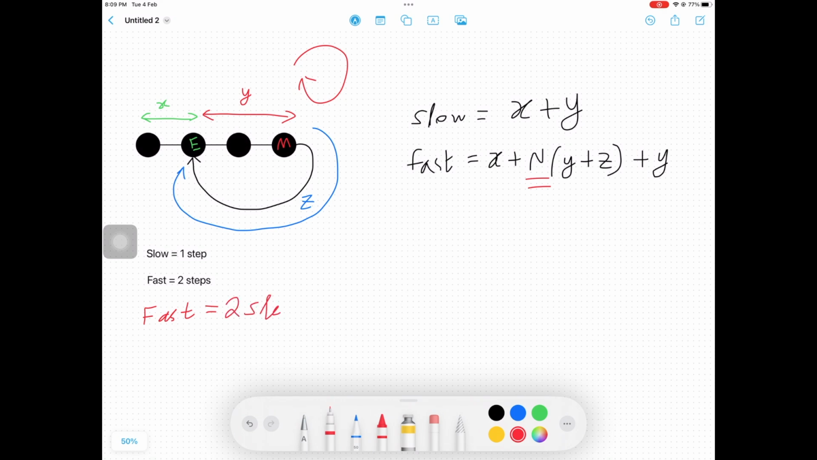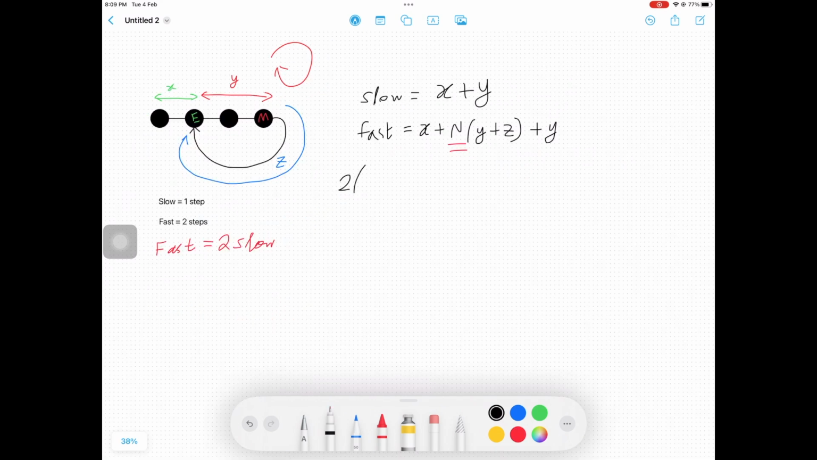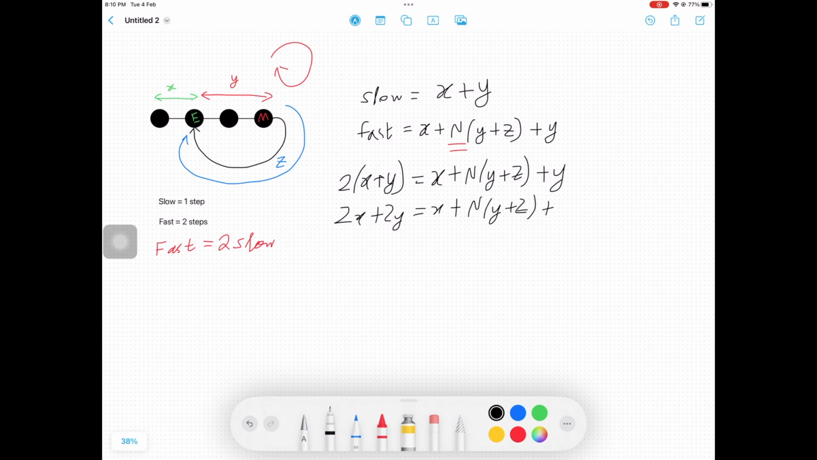So we know that the fast pointer travels twice the distance as the slow one, which means 2(x plus y) equals x plus n(y plus z) plus y. That's pretty self-explanatory. You can see why that is true. The problem wants us to find what the entry node is. So let's rearrange the equation as if we're solving for x, because that tells us the distance we have to travel to get to the entry node from the start. We continue with the derivation and we arrive at x equals n(y plus z) minus y.